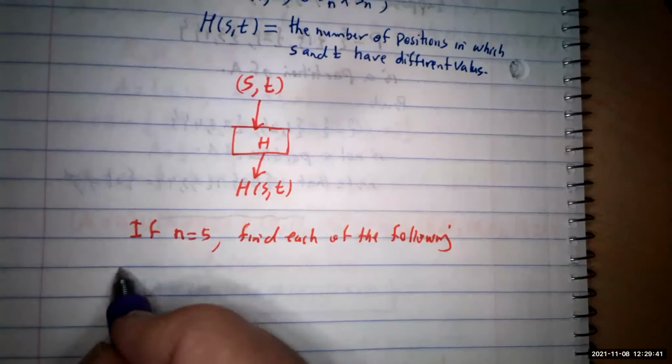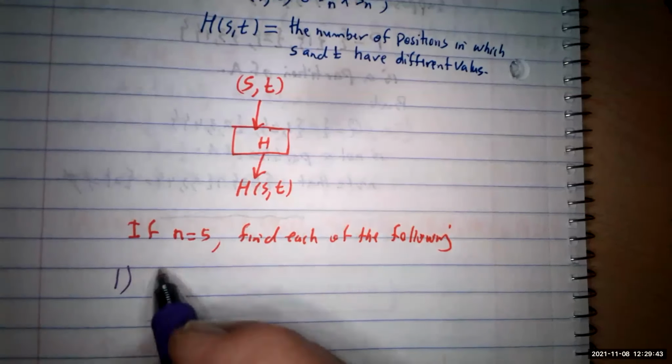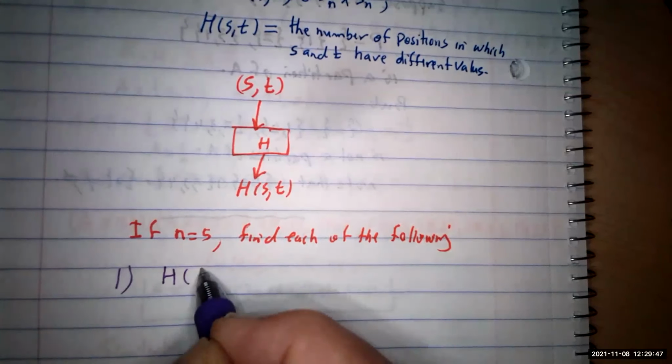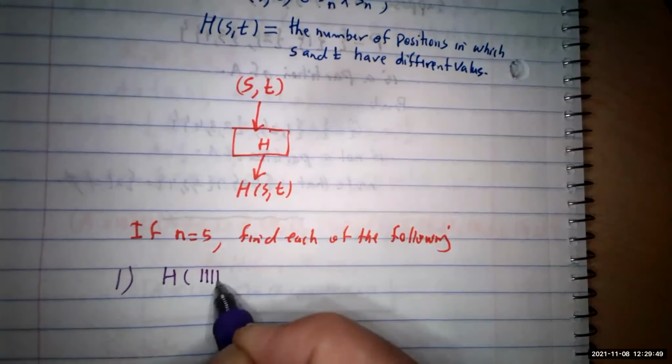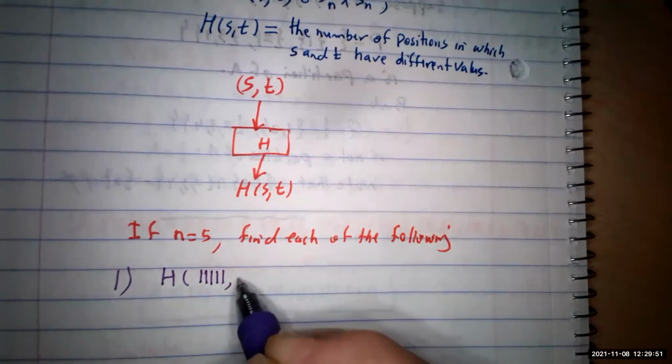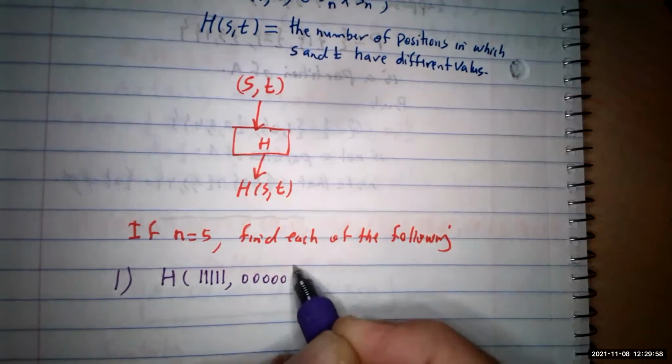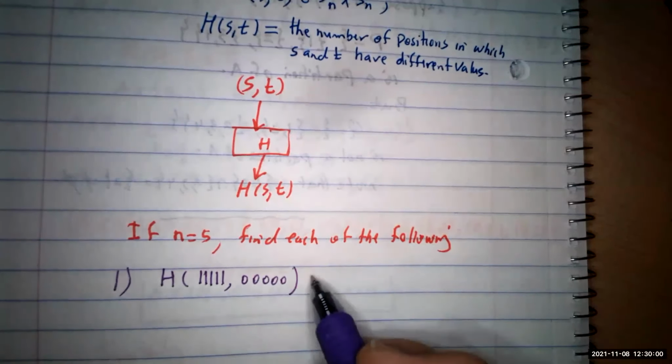The first one, let's do it as we write it down. H of 1, 1, 1, 1, 1. Remember the length is 5. 0, 0, 0, 0, 0. Okay, what is this?